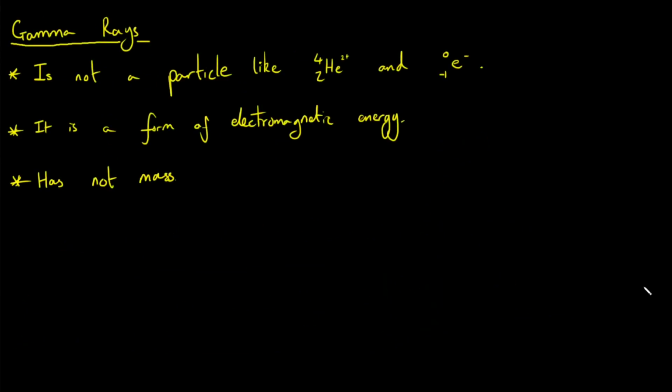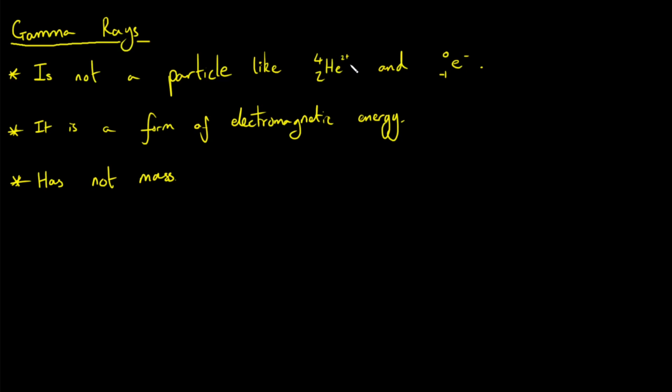And finally, not much really to say about gamma rays. We don't talk about them too much in terms of chemical equations and in terms of our National 5 course, but we do need to be aware of them, and we do need to know a little bit about them, but not nearly as much as our alpha and beta particle. Gamma rays can be thought of being like a wave. They're not actually a particle. They're just a form of energy.